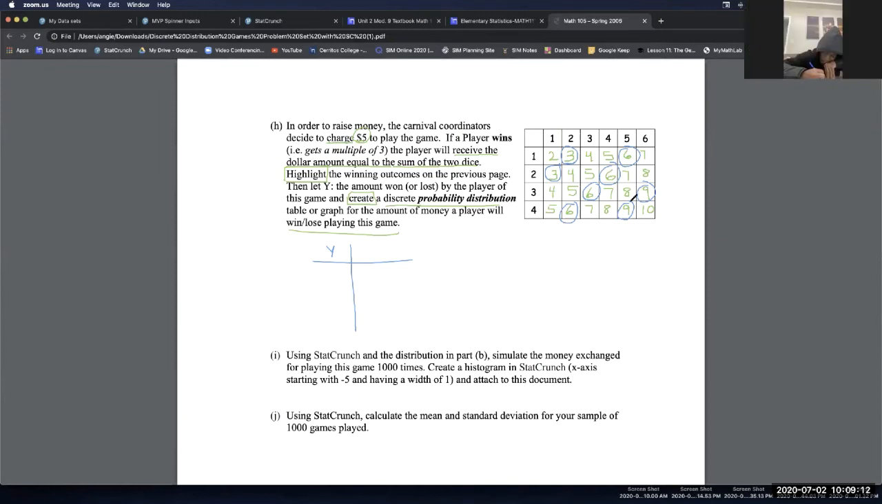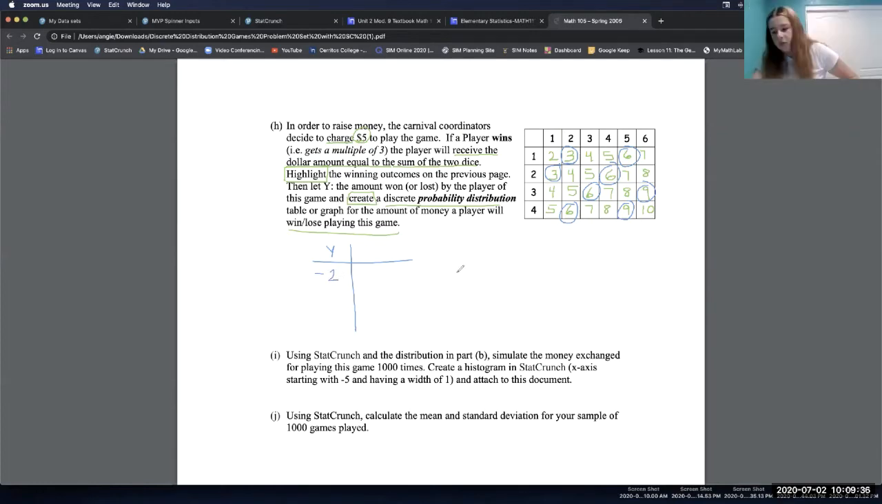Hello. They give us nothing, right? Nothing. Yeah, but we are charging $5 to play, so we've got to think about that. If we were to roll a 3, they're going to give me $3, but how much did I give them? I gave them 5, sorry. So I'm actually out $2. Do you guys see that?